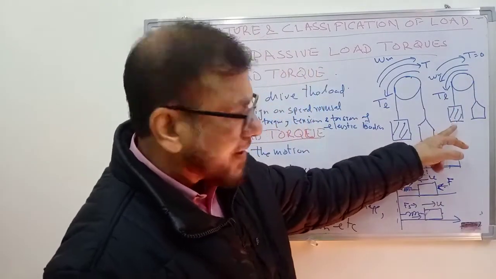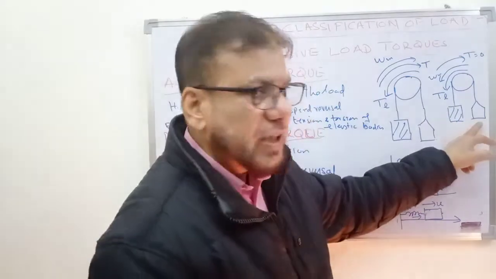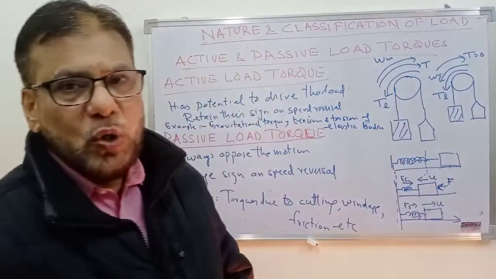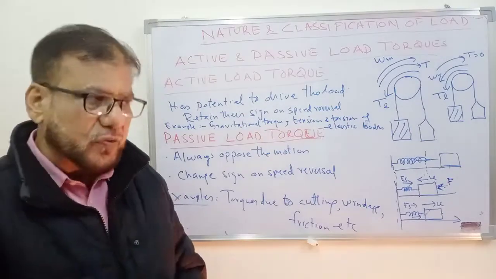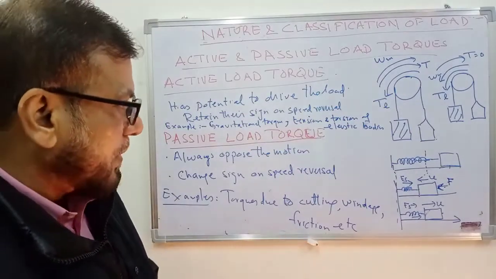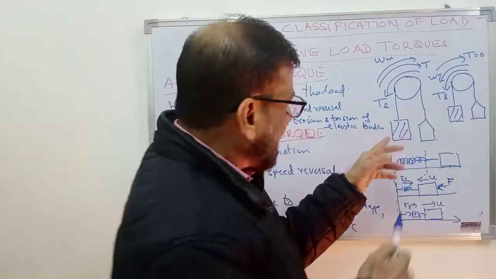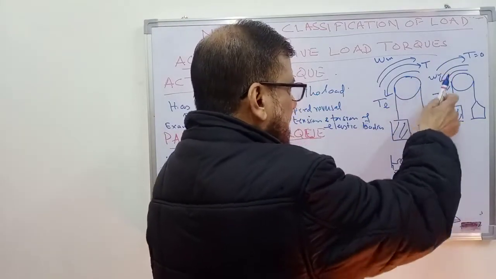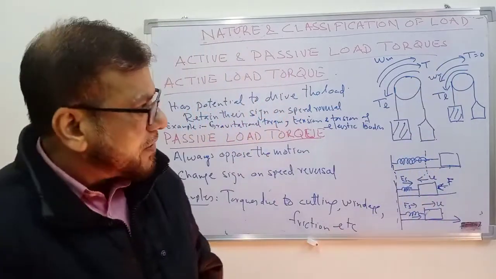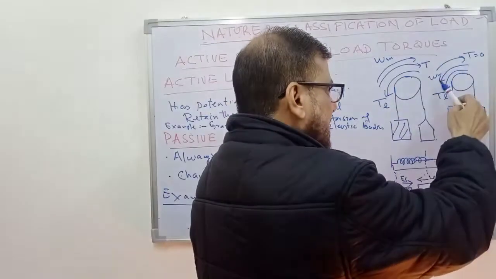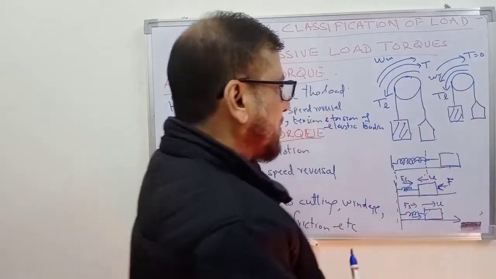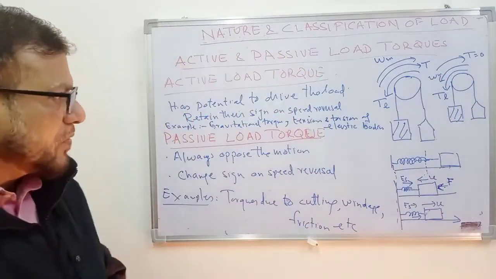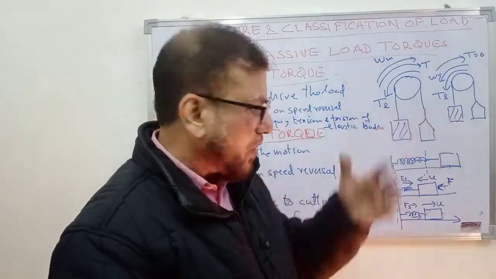Now the load torque has the capability to move the lift by itself. So such a torque is known as active load torque. It can move the load, move the motor. In the first case, the speed was clockwise and the load torque was anti-clockwise, but here the speed has reversed while the load torque is in the same direction. It doesn't change its sign. So such a torque is known as active load torque.